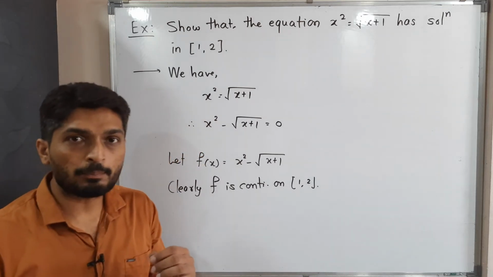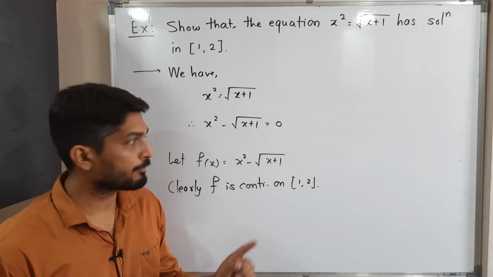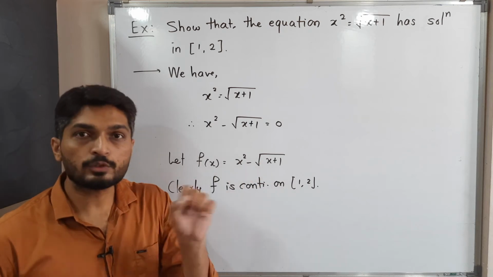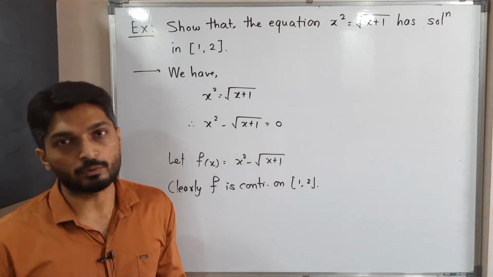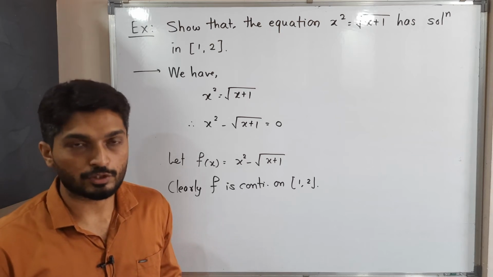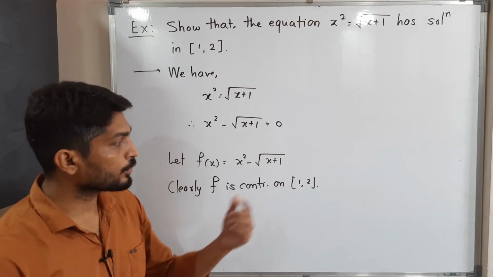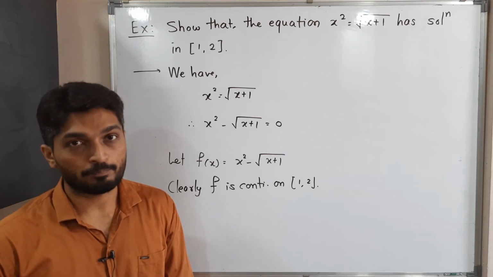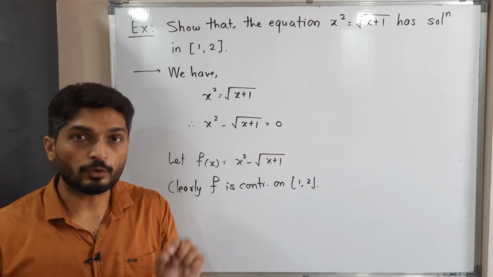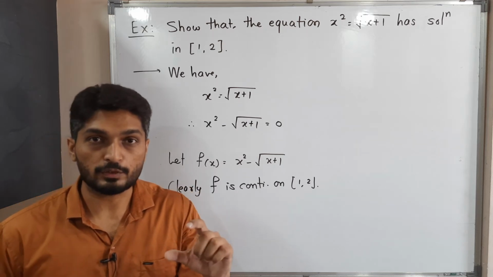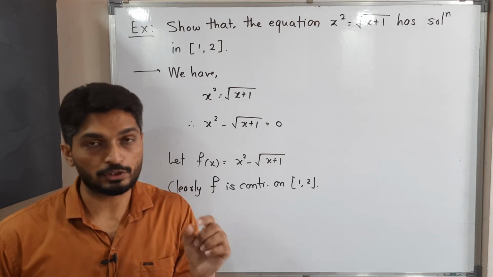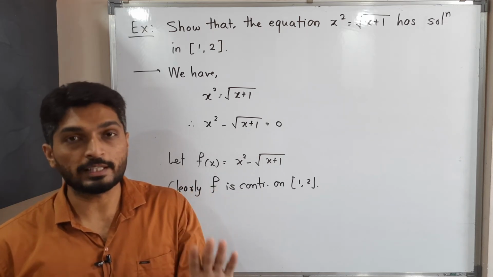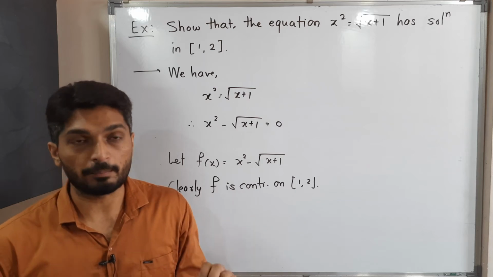If you take any point from this interval and put it inside the square root, you will never have a negative number. So obviously it's a continuous function, continuous on the closed interval 1 comma 2. So now we can apply Bolzano's theorem. For Bolzano's theorem, at two different values of x, we should have opposite signs of the function, plus and minus. Then Bolzano's theorem says there is a solution between them.